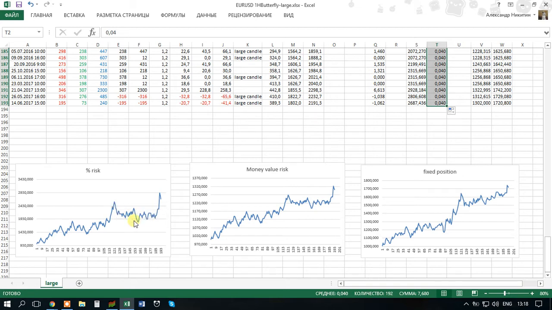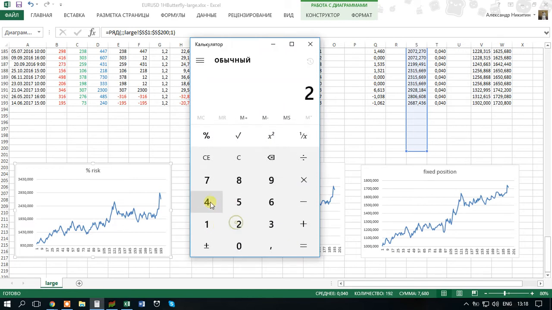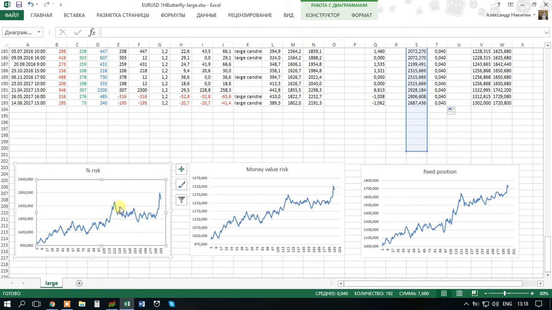Okay, 24.78, 18.19. Let's calculate that. 24.78 minus 18.19, it is 6.59, divided by 24.78. It is 26%. Roughly it is 30%. So you should keep that in mind, that you shouldn't risk more than 4% per trade.